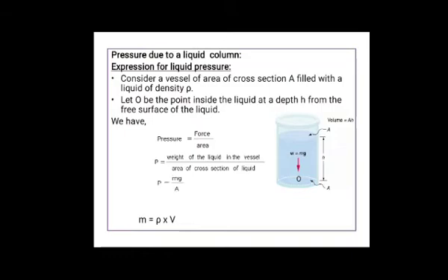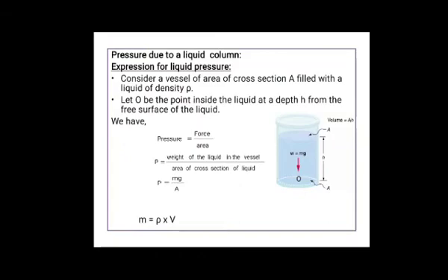Now weight, how will you calculate? W is equal to what? M into G. Substitute the value. So P is equal to M into G divided by area of cross section. We have considered it as A. So we got the equation: pressure P is equal to mg divided by A.